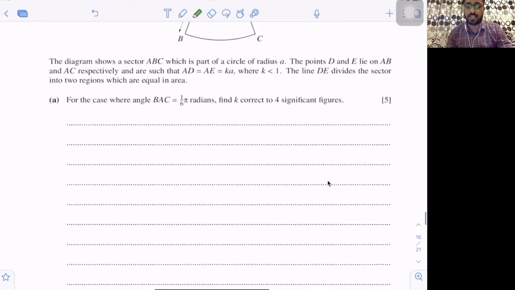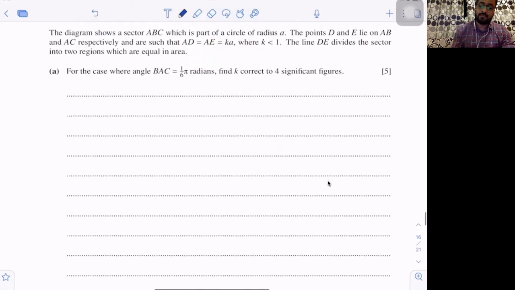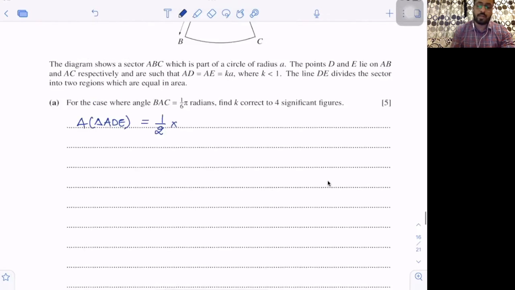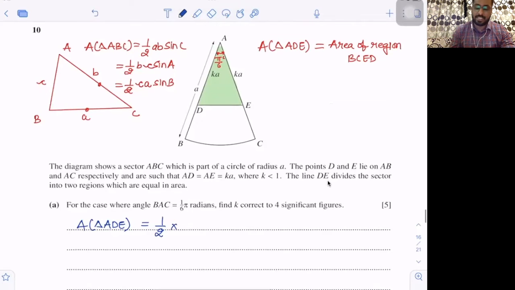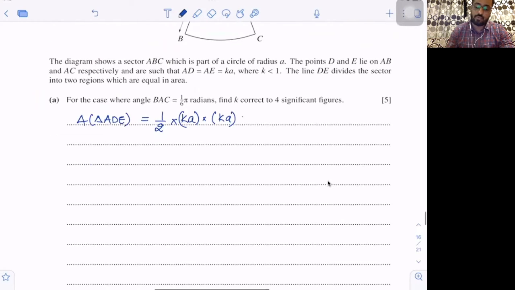So area of triangle ADE, let's get first of all the area of triangle ADE from the diagram. So area of triangle ADE is going to be 1 upon 2 multiplied with the two known sides KA and KA. So I can write here KA multiplied with again KA, and the sine of the included angle between them must be known to us. So sine of pi by 6.